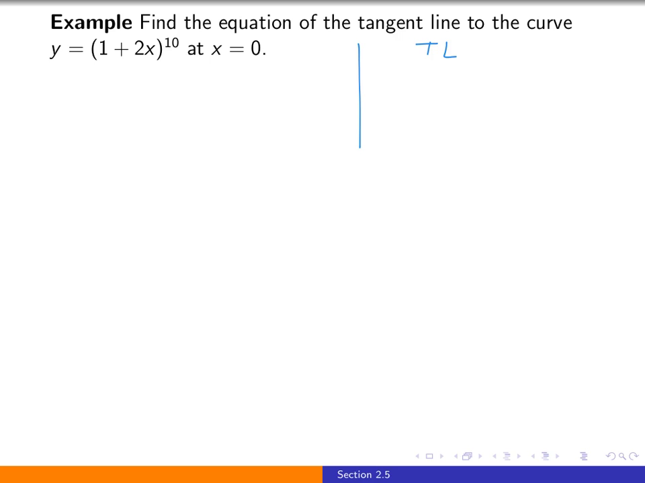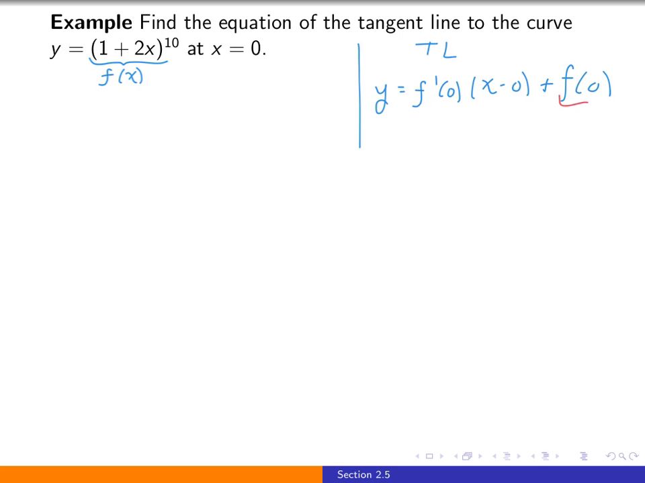I will remind you that that equation is given by, if we let 1 plus 2x to the 10 be the function that we call f of x, the form of the tangent line will be f prime of 0 times x minus 0 plus f of 0. And as you can see from the many such examples we've encountered, remembering the form of this tangent line really is key. This indicates to us that we have to do two things.